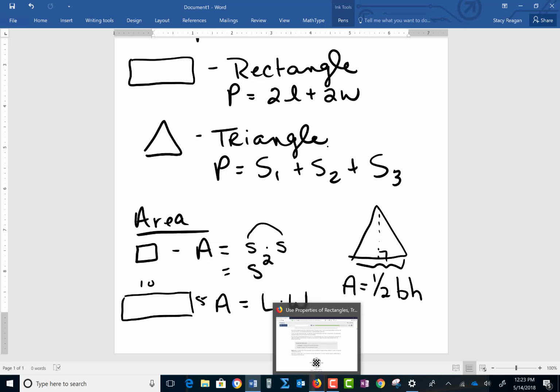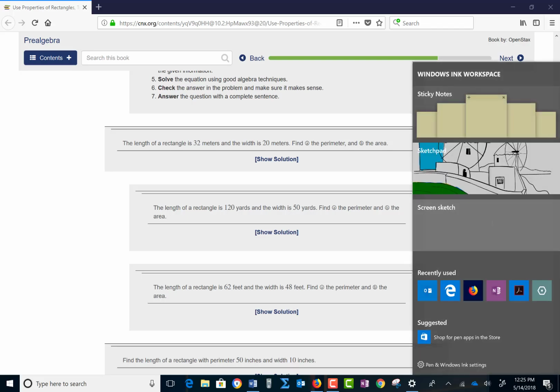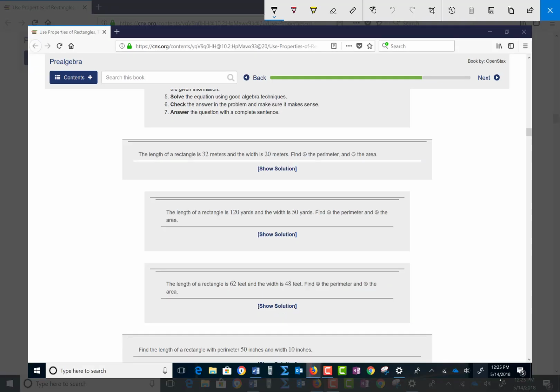So let's go back to the book for a minute. So here are some example problems in your book. It says the length of a rectangle is 32 meters and the width is 20 meters. Find the perimeter and the area. So the perimeter of a rectangle is 2 times length plus 2 times W. It gives you the length and it gives you the width.